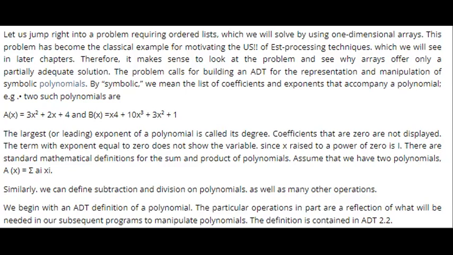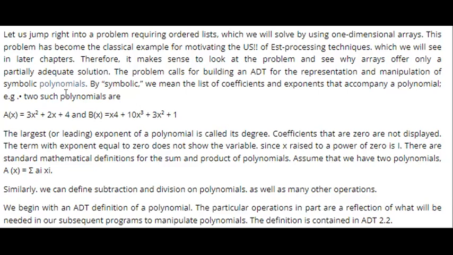By symbolic polynomials, we mean a list of coefficients. Coefficients are the numbers before the variables. For example, in 3x, x is the variable and 3 is the coefficient, along with exponents that accompany a polynomial.